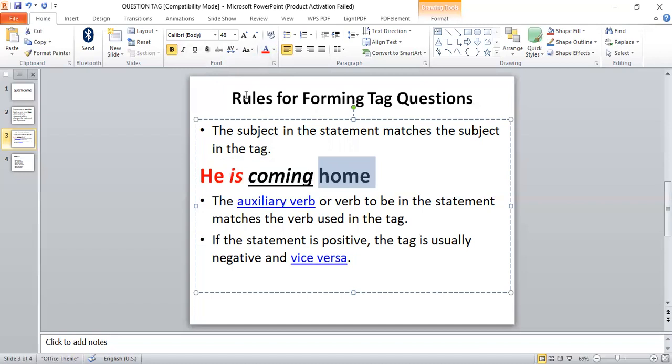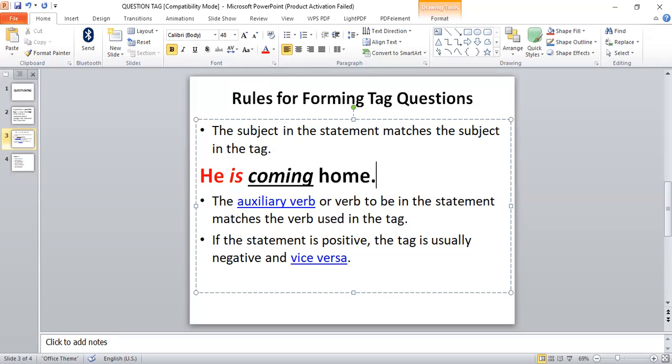So when the rule stated that the subject in the statement matches the subject in the tag, it means if we go by our definition, the short clause that will be added to such a sentence must include these highlighted subjects as the subject in the tag. Now let's proceed. I will still come back to this first rule for us to understand better when I explain the second rule.